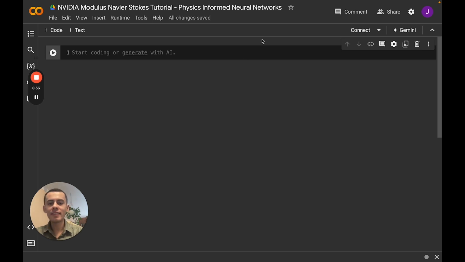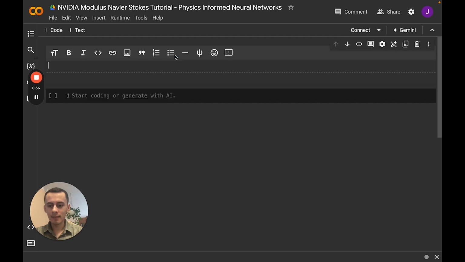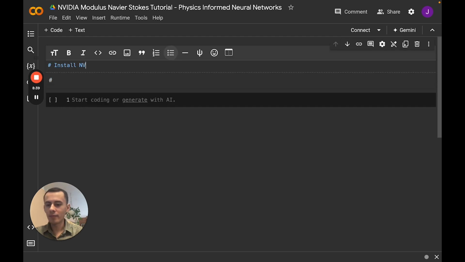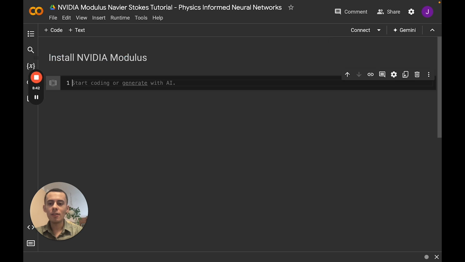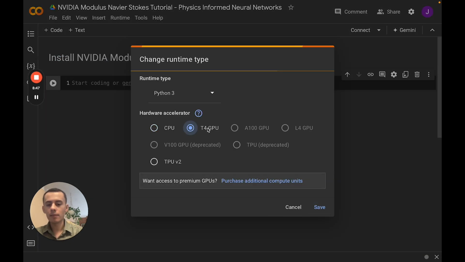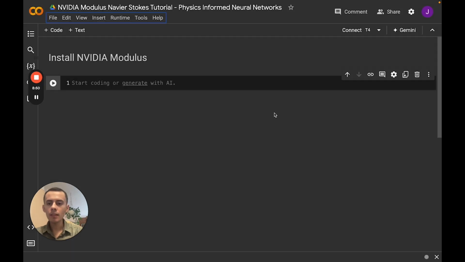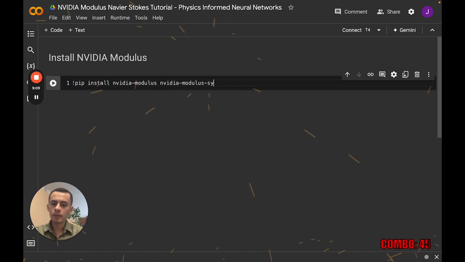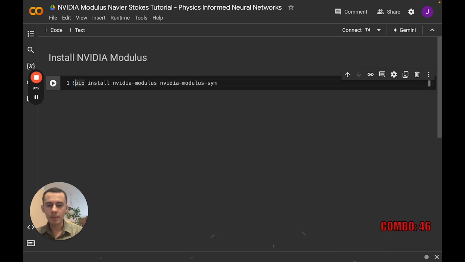So the first thing we're going to do is install NVIDIA Modulus on the Google Colab notebook. By the way, please change your runtime type. You may want to use the T4 GPU, so you can go to runtime, change runtime type, and change that before continuing. Okay, so very easy: pip install nvidia-modulus-sym. Don't forget the exclamation mark, by the way.